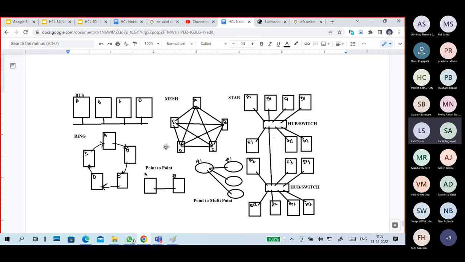But in mesh topology, as size increases, the number of NICs required for each device increases, right? Star is easy to configure, easy to maintain, easy to troubleshoot. In star, only one NIC is required per device. You can see one cable for this device. But here, one device, multiple cables, meaning multiple NICs.